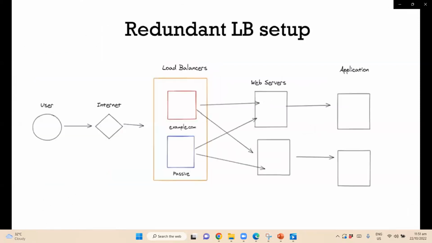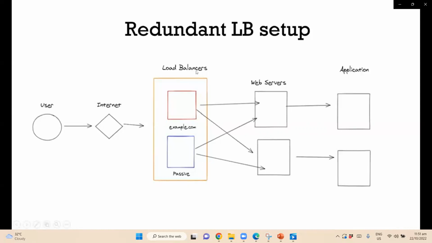Finally, let's look at an actual production load balancer setup. Earlier, we just had a single load balancer, which would be kind of stupid because we talked about single point of failure. If you have only a single load balancer, you've just moved the problem up a little bit. Instead of having a single web server, you now have a single load balancer.